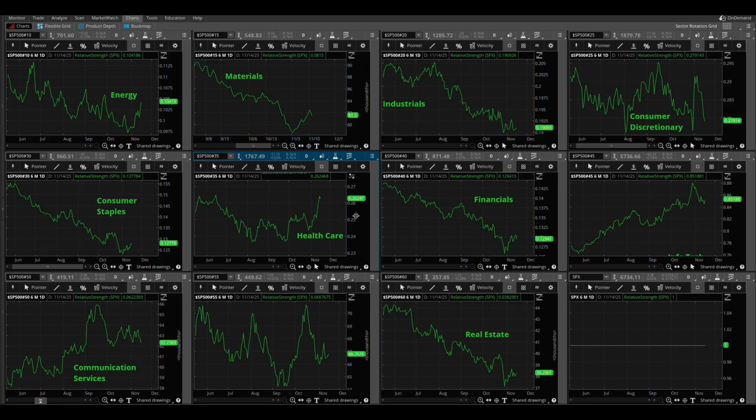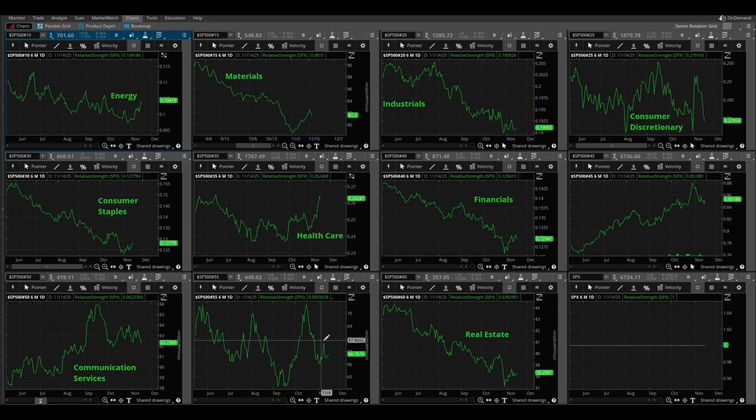Let's see. We got energy up here, maybe gaining some strength potentially. It is positive, which is a good sign. It's not negative. Obviously, you can't go negative, but the strength here is really, really weak. Materials did have some strength, but there's a pullback here. Industrials, no strength to the SPX. Consumer discretionary is all over the place. We were gaining strength, and then it absolutely dumped. Consumer staples, definitely not. Communication services, definitely consolidating here.